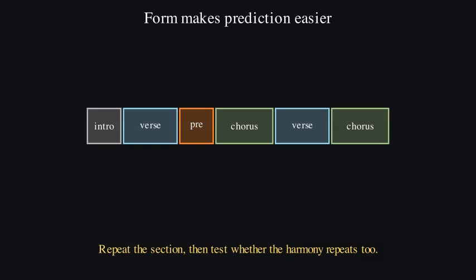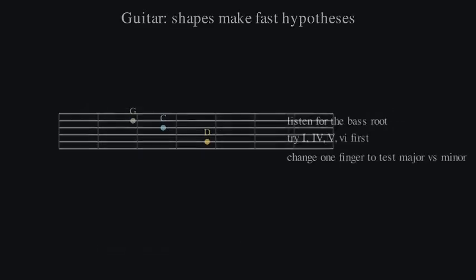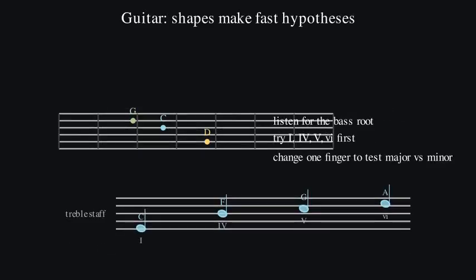Music is full of repetition, contrast, and return. Now apply this on guitar. First listen for the bass note. Then try the common shapes in the likely key: 1, 4, 5, and 6 minor. In C major, those are C, F, G, and A minor.